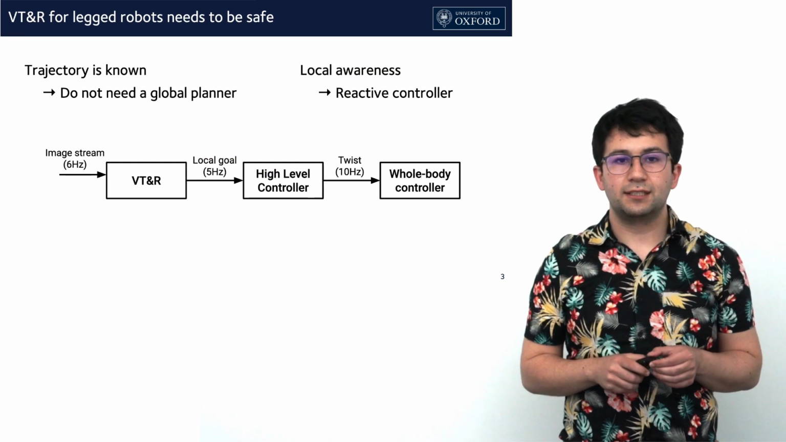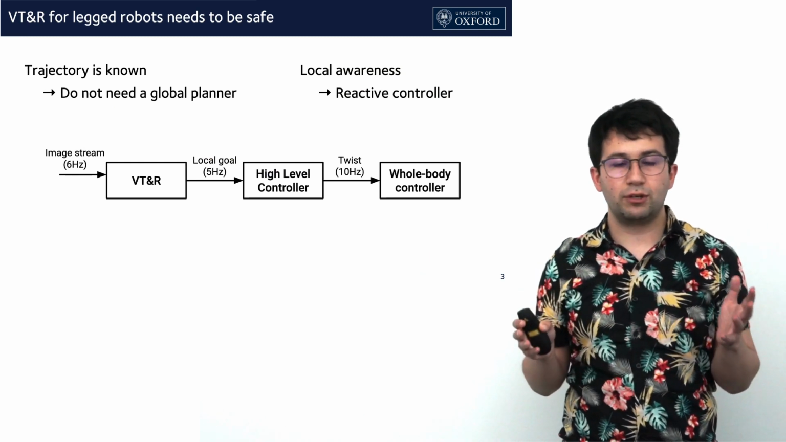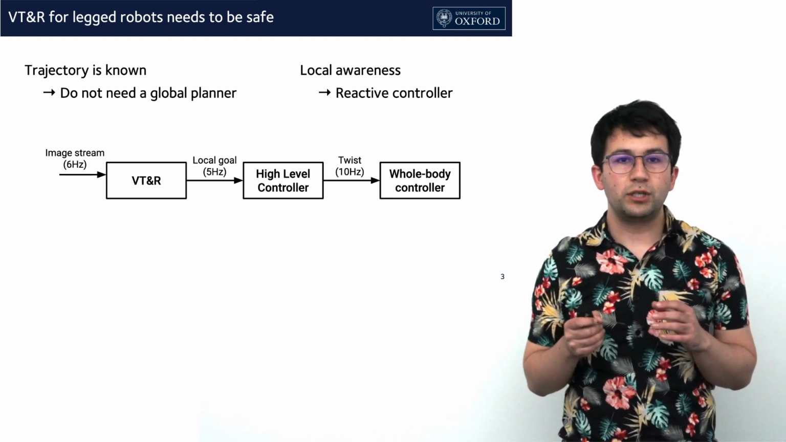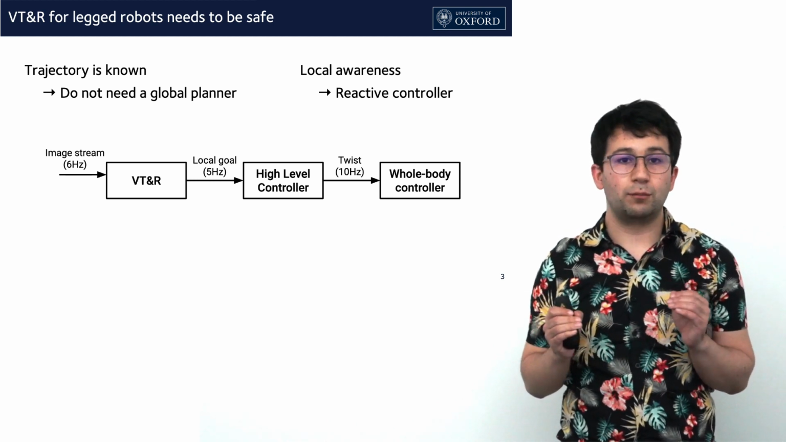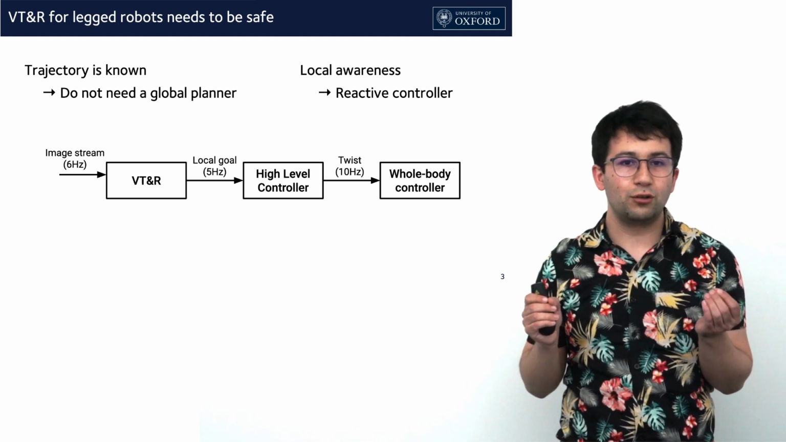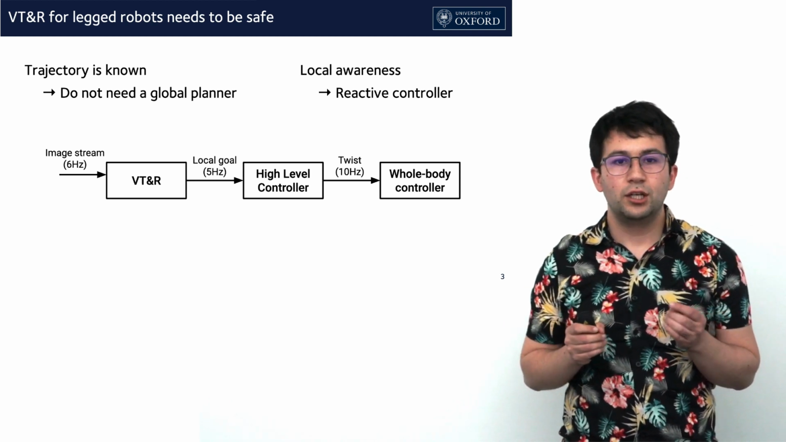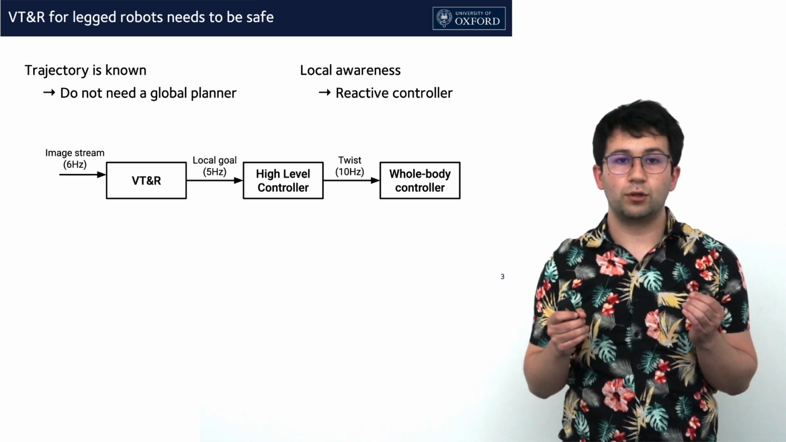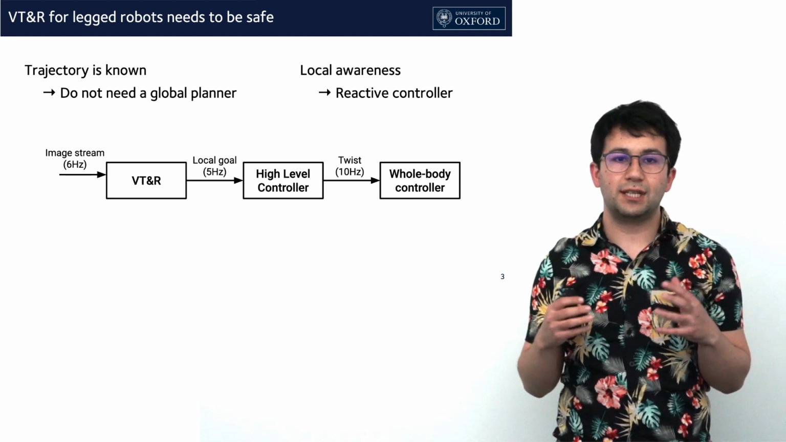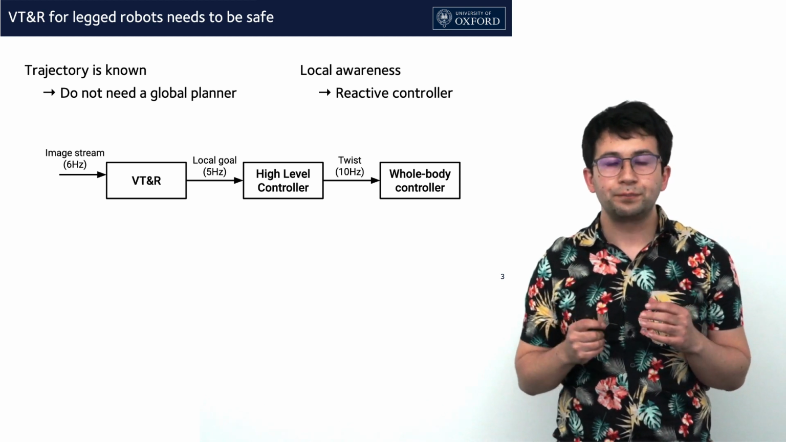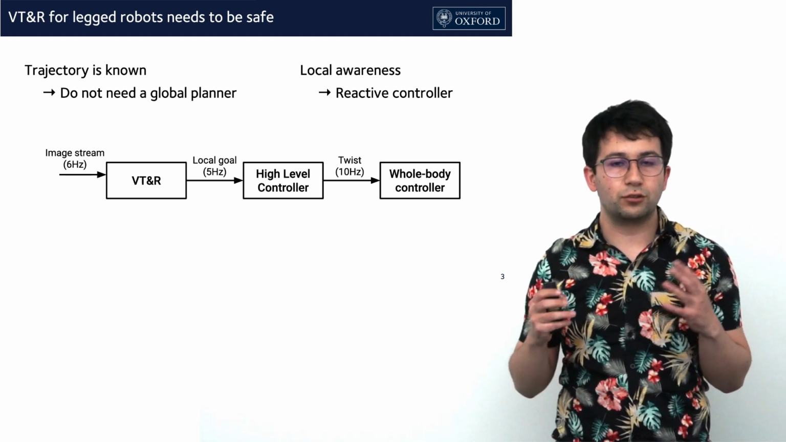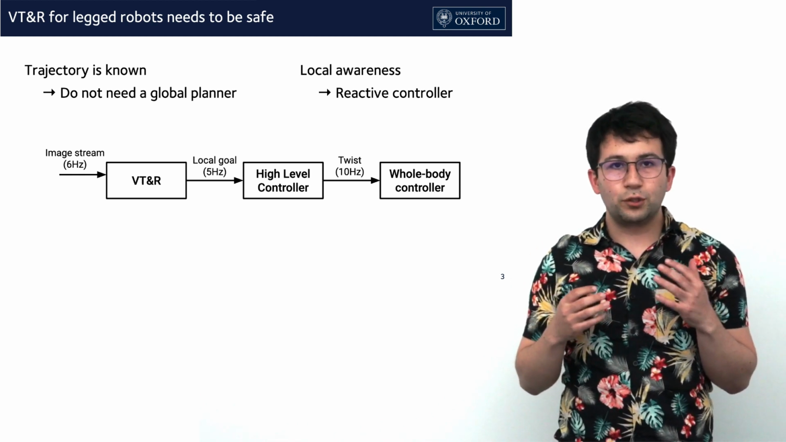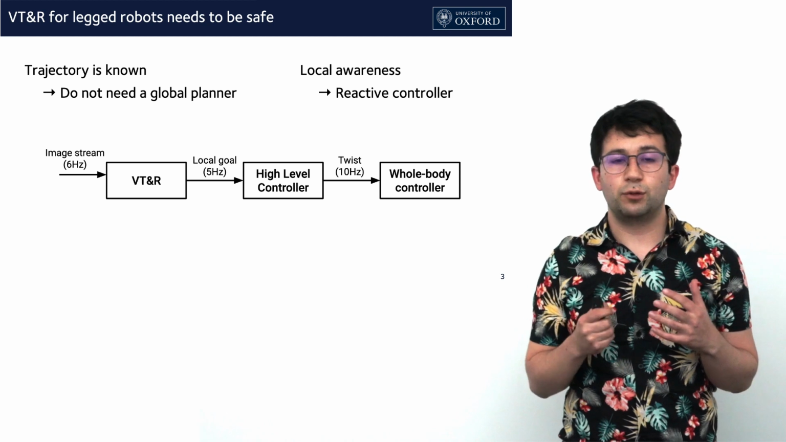An advantage of these systems is that since we already know the trajectory, because it was taught by an operator beforehand, we don't actually need a global planner to reach one point from another, only to track the whole trajectory. In order to make the system safer, which is really important for legged robots since the way they move is quite different from a wheeled robot, because they can hit other things, or if the environment changes a little bit, if someone walks by, it is really important for the robot to be reactive to these sorts of situations.